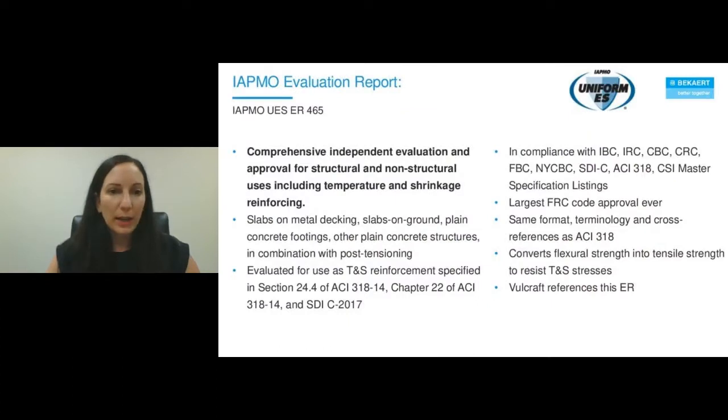So we do have an extensive and comprehensive IAPMO report. It's report number 465. This is the basis of which we are using these steel fibers in all different kinds of both structural and non-structural applications, and the de facto code approval that you would need.